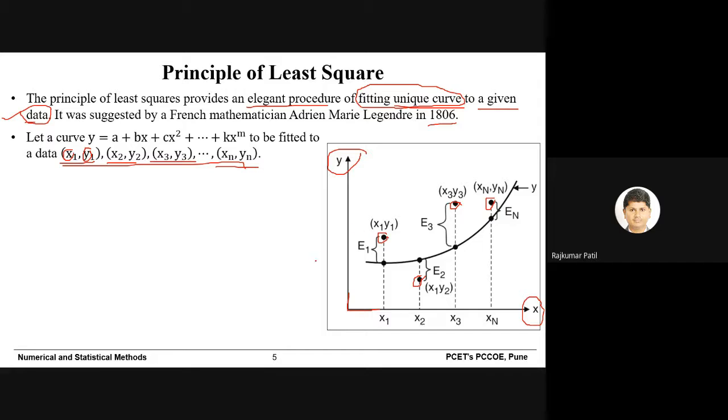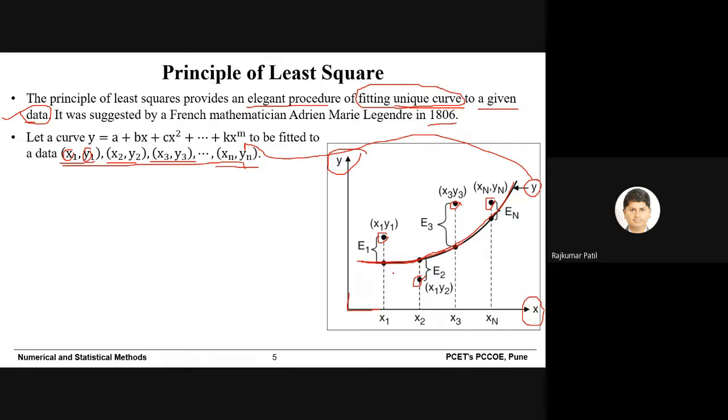Now, once you plot those points, you need to draw a curve. You can see a curve which is denoted by y, and that may have an equation of y is equal to a plus bx plus cx square up to kx raised to m. So such type of equation or curve you can fit for the given data points.